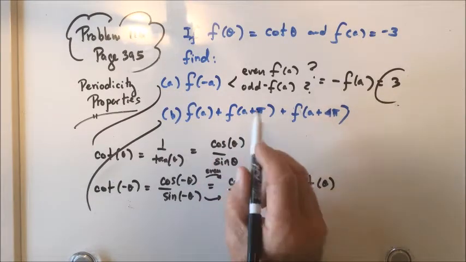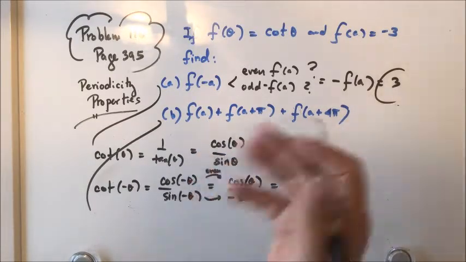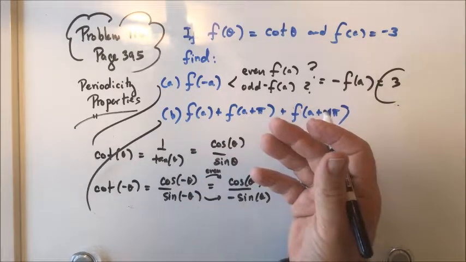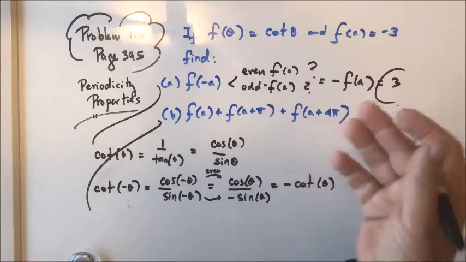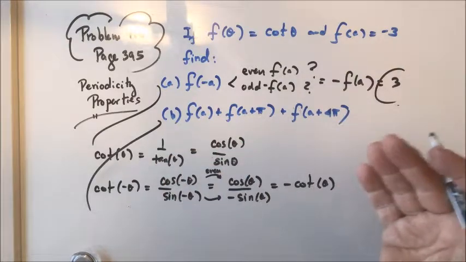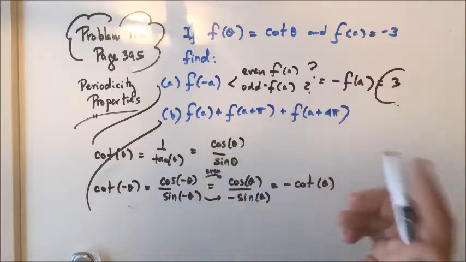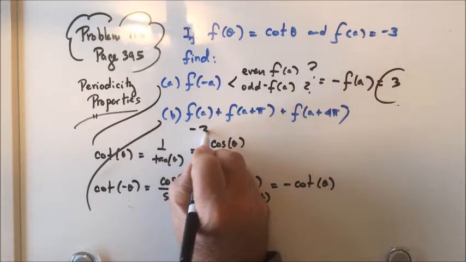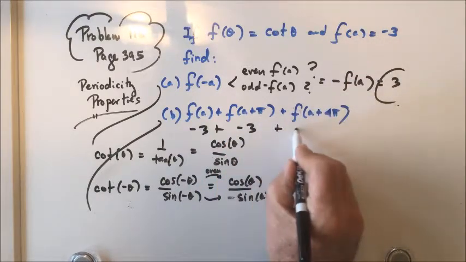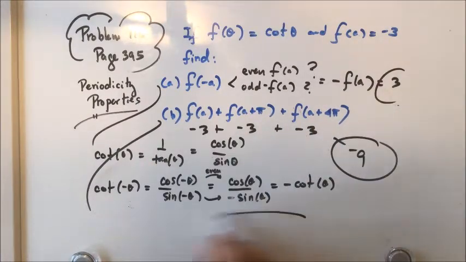If the period is pi, then f of a plus pi is the same thing as f of a. And in fact, f of a plus 2 pi is the same thing as f of a. F of a plus 3 pi is the same thing. F of a plus n pi, where n is an integer, is the same thing as f of a. That's what it means to be periodic. Every time you go a period, you'll recover the value that you started with. So this value is minus 3. This value is minus 3. Remember we said f of a is minus 3. And this value is minus 3. That pretty much says that this sum is minus 9.